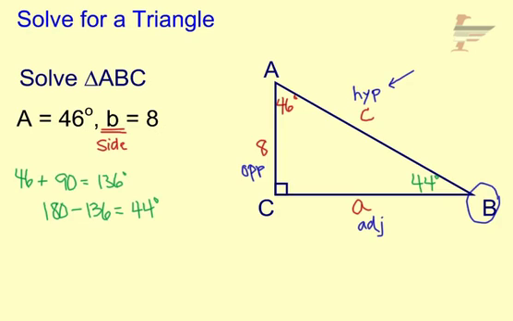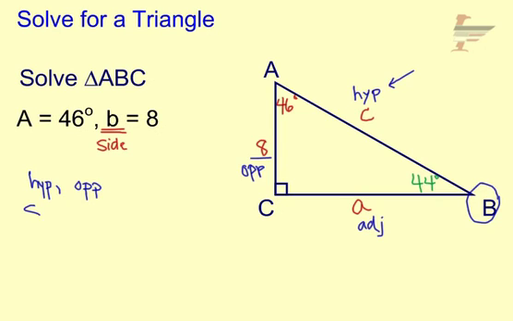So we're looking for a trig function that uses the hypotenuse, because that's what we want, and also uses the opposite side, because that's what we know. We know the opposite side is side 8, or has a length of 8 over here. So what uses hypotenuse and opposite? That's the SO from SOHCAHTOA, so this is our sine. We set up sine of our angle, 44 degrees, equals opposite over hypotenuse, so it's 8 over C. And now we can solve for C.